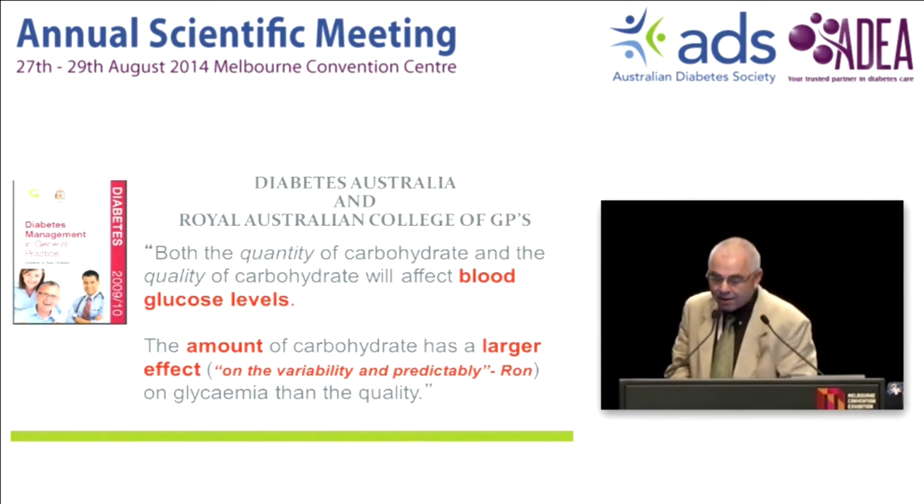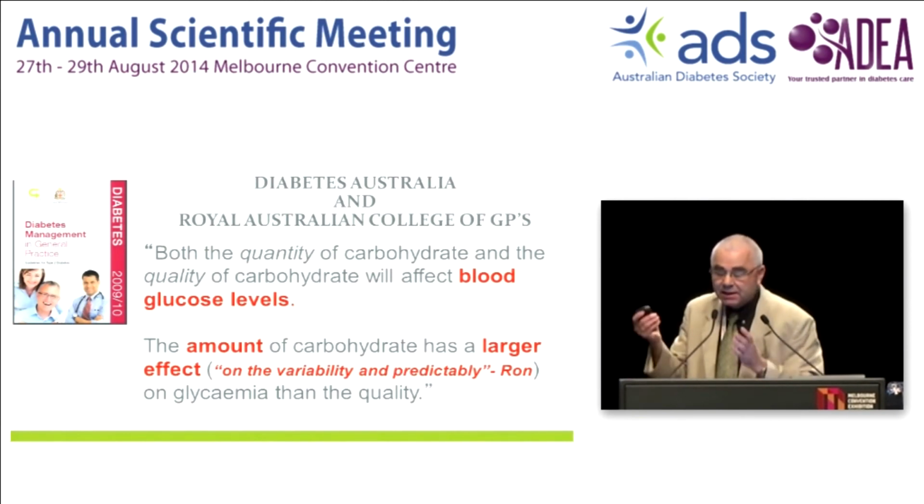The funny thing is that when you look at these recommendations in greater depth, the answer is there. It's saying the amount of carbohydrate has a larger effect on glucose than the quality. The amount of carbohydrate has, so therefore reduce the amount. But we miss that simple point.